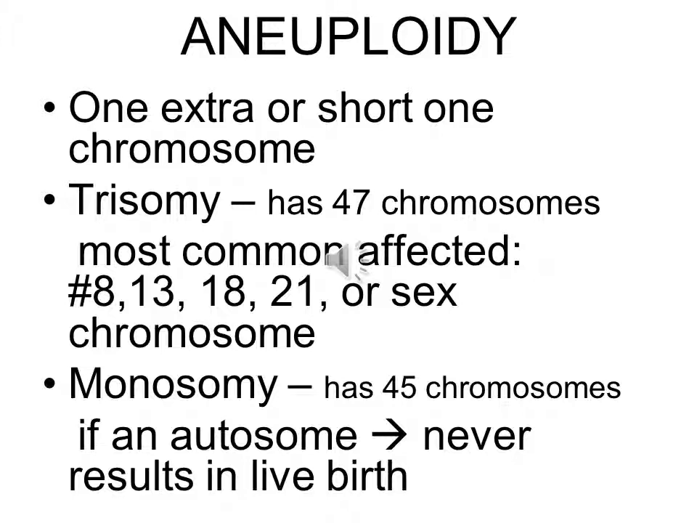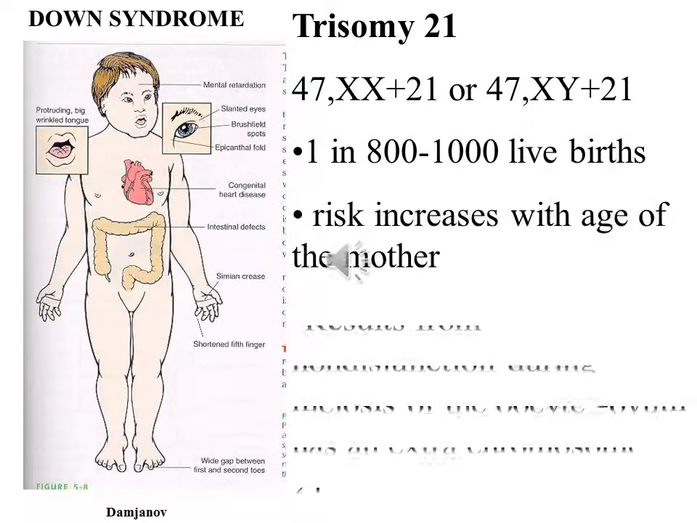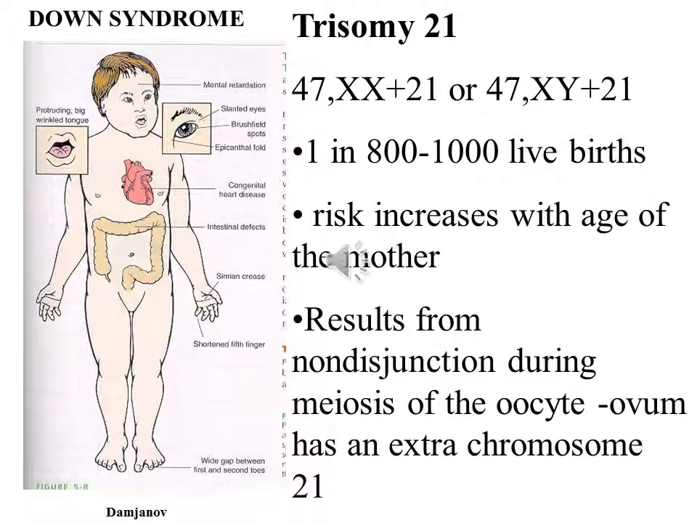The best known example of trisomy is Down syndrome. Down syndrome, of course, is trisomy of chromosome number 21. Down syndrome was first described in the 1860s. It is believed to be the most common form of a chromosomal disorder. Down syndrome is seen in approximately 1 in 800 live births.